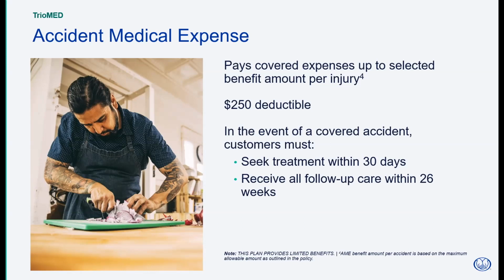When looking at the accident medical expense, this pays covered expenses up to the selected benefit amount per injury. Now, just like with the plan enhancer, it has a $250 deductible, but mind you, it doesn't have that diminishing deductible. So it's a $250 deductible for each incident or each accident, and there's no limit on the number of covered accidents that the client has to worry about. In the event of a covered accident, the customer must seek treatment within 31 days, and they must receive their follow-up care within 26 weeks in order to reap the benefits of this particular plan.